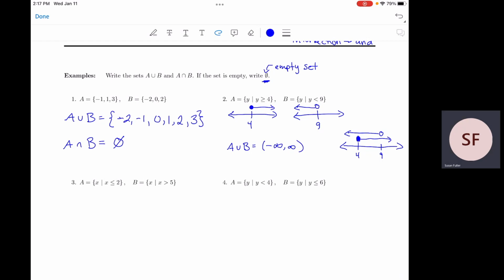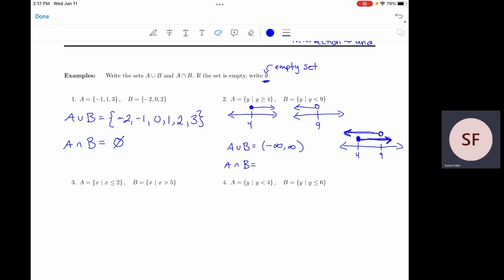This set A will cover everything above 9. It'll include 9 and anything above 9 that's not included in B. And set B here will include anything below 4 that's missing from that. So together they're going to cover everything. Their powers combined. And then A intersect B, these are the things that are in both.